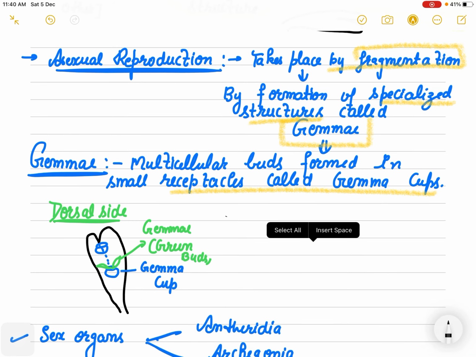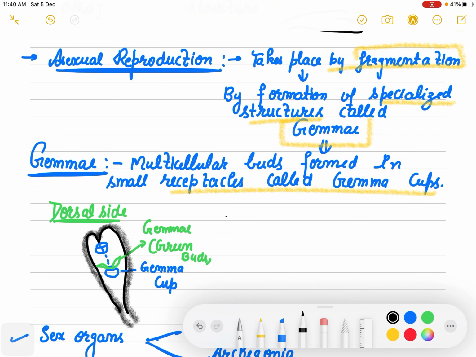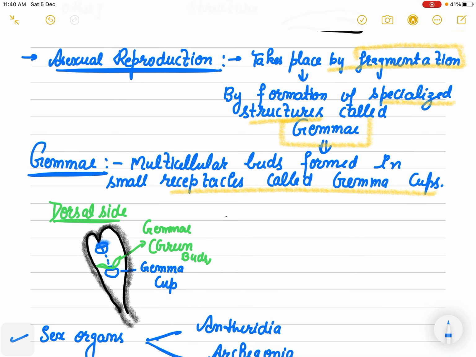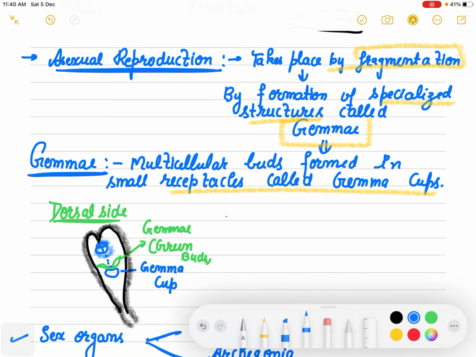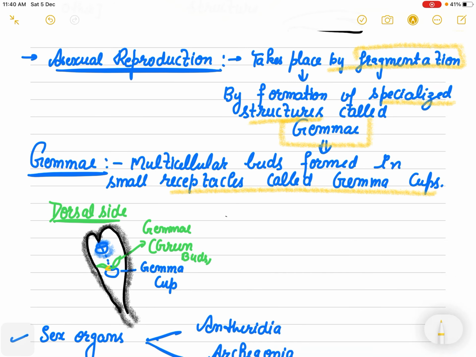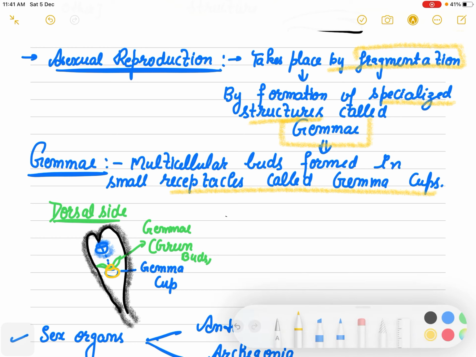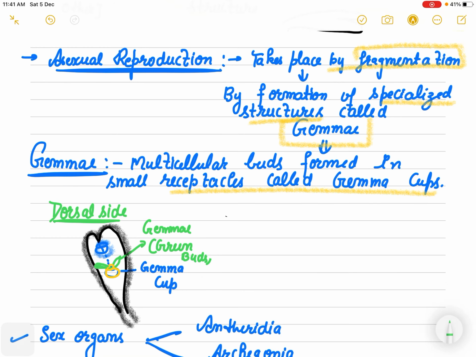If you can see here, this is one ribbon-like structure, the long dorsal view of your Marchantia, and here in the central part there are these cups. Inside these cups there is a green leafy structure you will observe, and these are known as gemmae. They help in asexual reproduction.